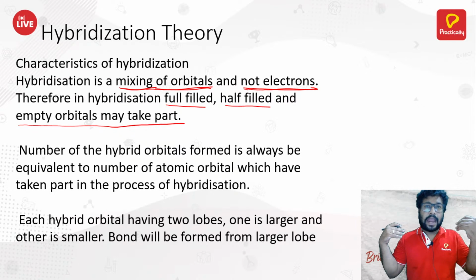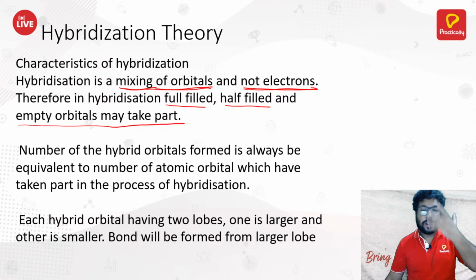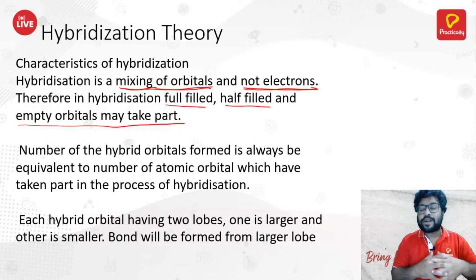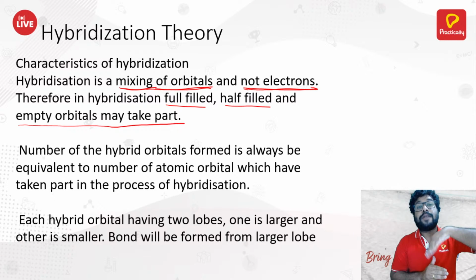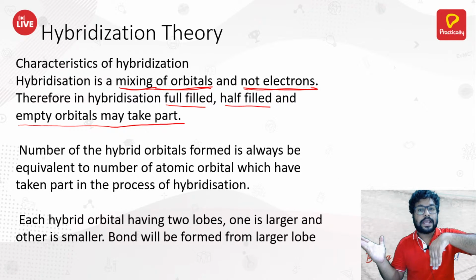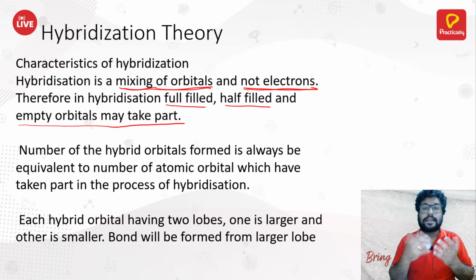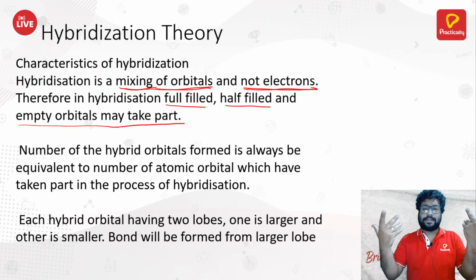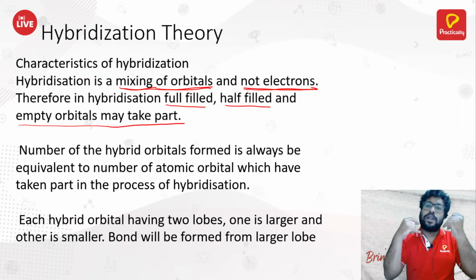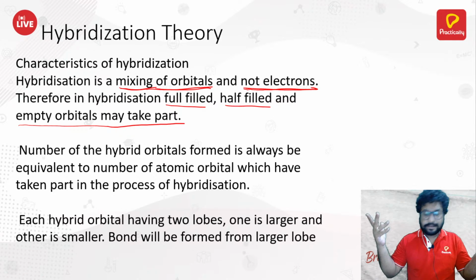So any orbital can be mixed: full filled, half filled, or empty. Because in the earlier theory, an orbital can be combined with another orbital only if it has an unpaired electron. If it has a paired electron, it cannot be involved in bonding. But hybridization says all the orbitals, be it full filled, half filled, or empty, can mix.